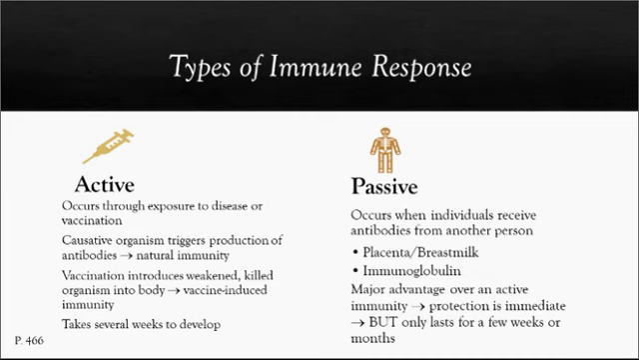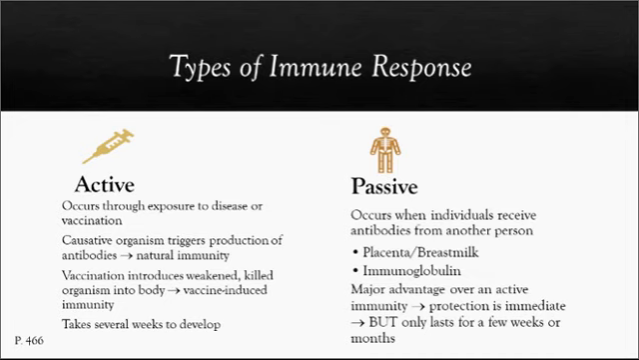Okay. It's important to understand passive and active immunity when we get into immunizations. So that is what I want you to get out of this. Active immunity occurs through exposure to disease or vaccination. The causative organism triggers our body to produce antibodies. That's our natural immunity. Vaccine-induced immunity is where a vaccine introduces a weakened or killed organism for our body to then produce antibodies.